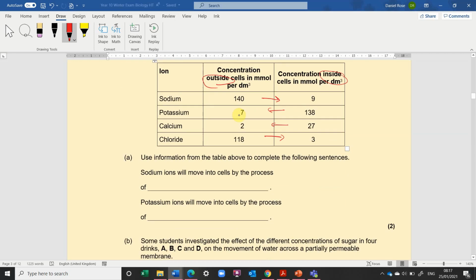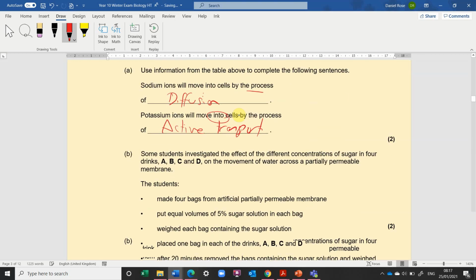It then says, use information from the table above to complete the following sentences. Sodium ions will move into the cells by the process of, so I need to find sodium. They're going high to low, so that's nice and easy. That's diffusion. Again, it's that concentration gradient. Potassium ions will move again into cells by the process of, okay, well, this time to go into the cell, they often go against the concentration gradient because it's more on the inside. So this one is going to be our active transport. Remember, that takes energy to happen.